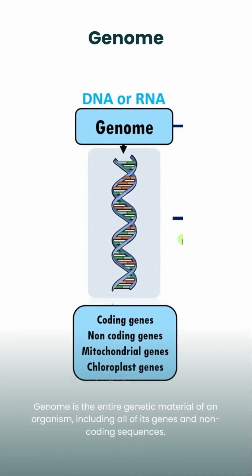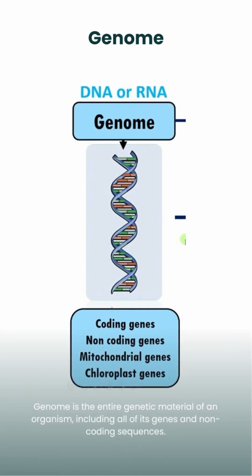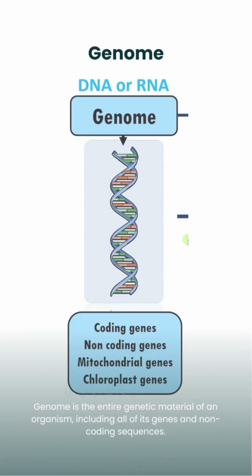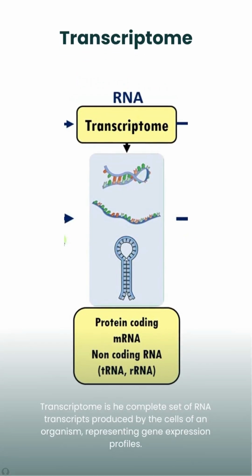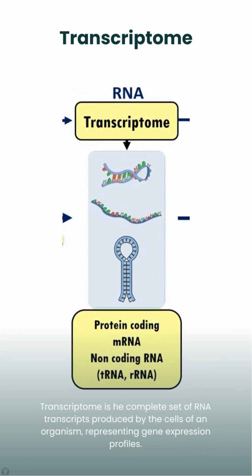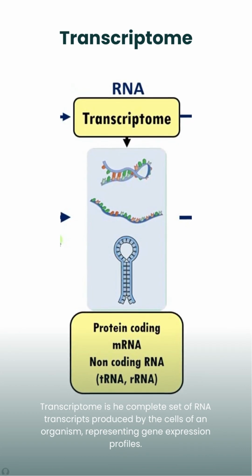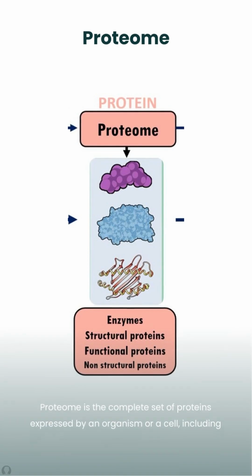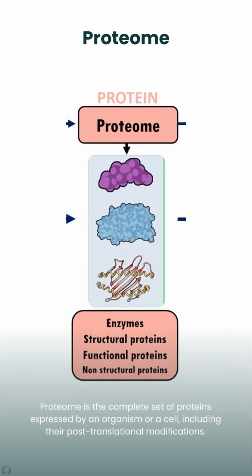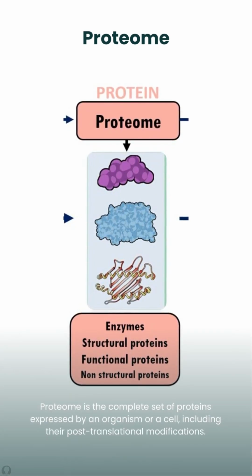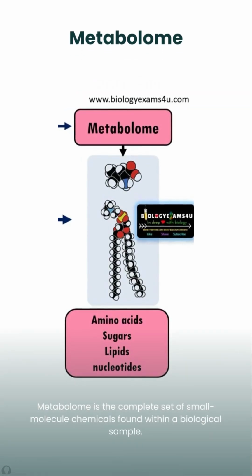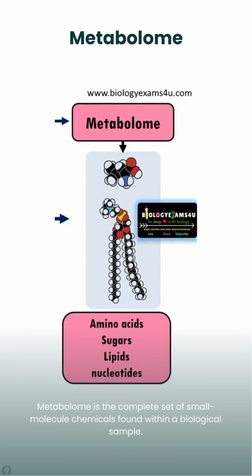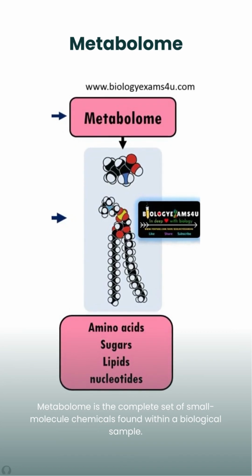Genome is the entire genetic material of an organism, including all of its genes and non-coding sequences. Transcriptome is the complete set of RNA transcripts produced by the cells of an organism, representing gene expression profiles. Proteome is the complete set of proteins expressed by an organism, including their post-translational modifications. Metabolome is the complete set of small molecule chemicals found within a biomolecule sample.